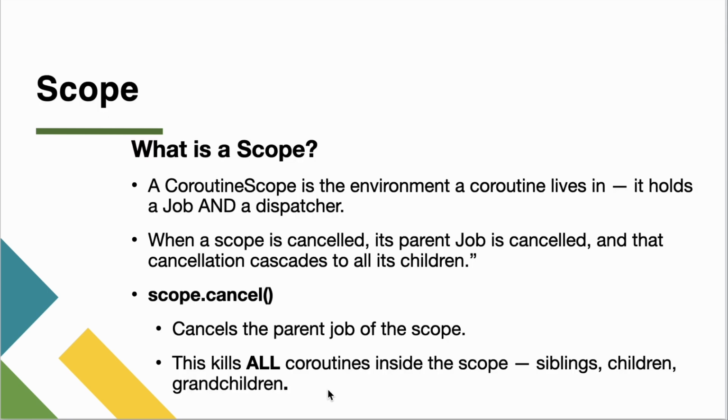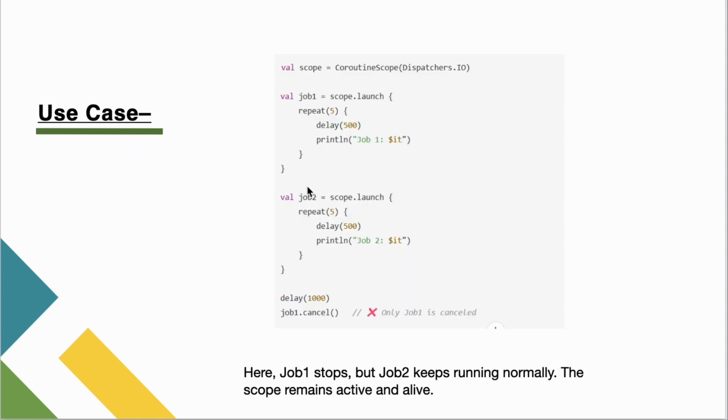All right, now moving towards scope.cancel. Before we understand what is scope.cancel, we should understand what is a scope. A coroutine scope is the environment a coroutine lives in. It holds a job and a dispatcher, as I've explained in the last example also. So this is the coroutine scope, the entire scope in which we are making the multiple call executions, right?